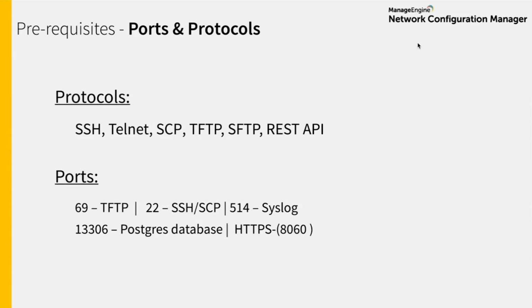Coming to ports and protocols, some of the protocols supported in Network Configuration Manager include SSH, Telnet, SCP, TFTP, SFTP, and REST API. The ports include 69 for TFTP, 22 for SSH and SCP, 514 for syslog, 13306 for the Postgres database, and HTTPS works on 8060.